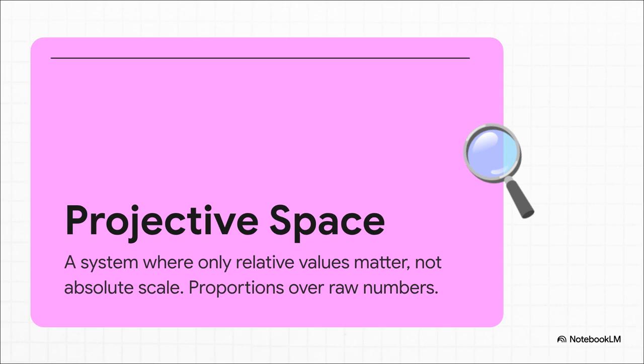Okay, this world is called projective space. And yeah, I know, the name sounds a little intimidating, but the core idea is actually really intuitive. It's a system where we completely ignore absolute size and we focus only on the relationships, on the proportions. It doesn't matter if your socks are size 8 or size 12, the relationship, socks first, then shoes, is all that matters. That's the whole idea of projective space.